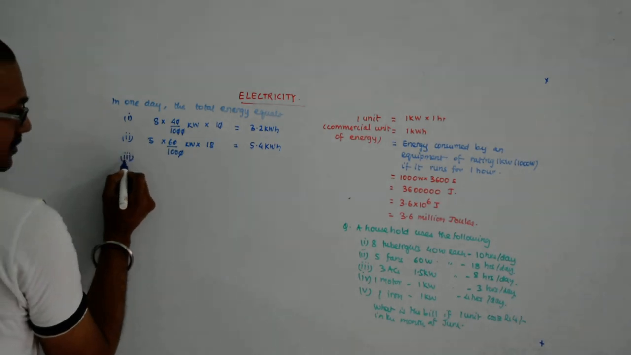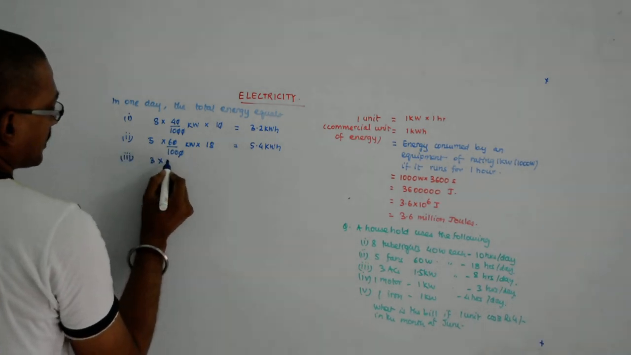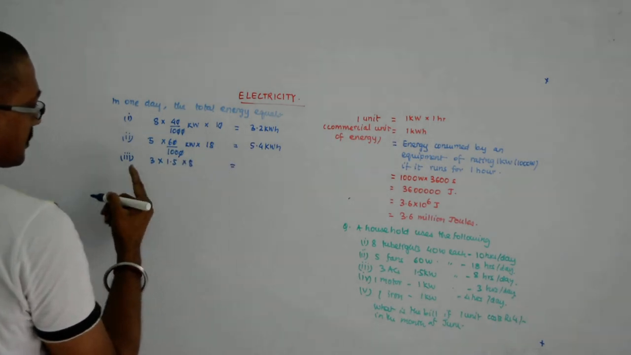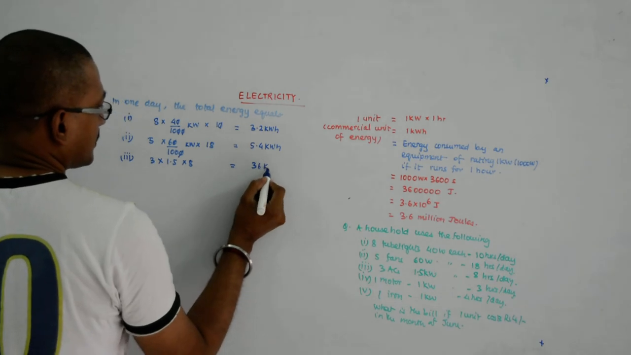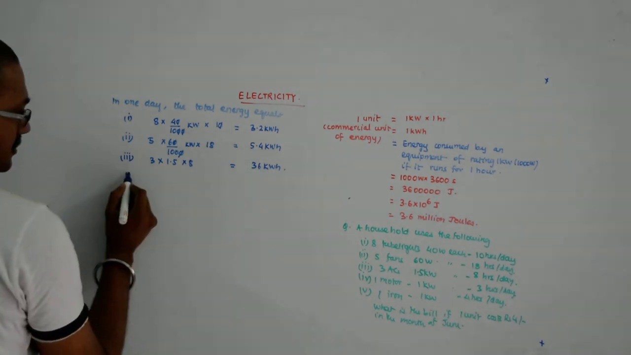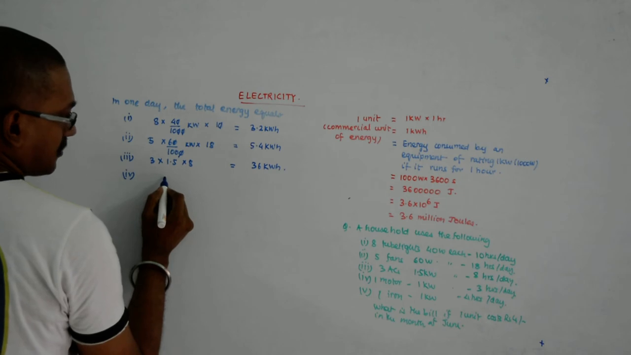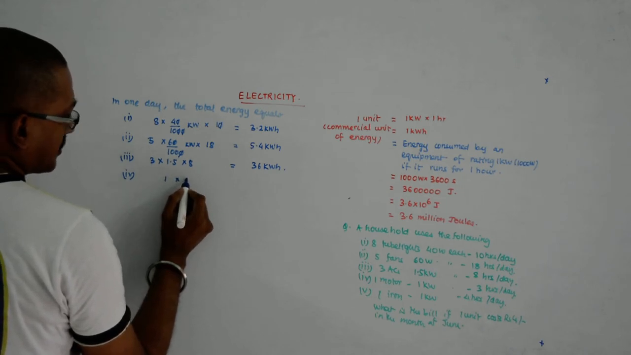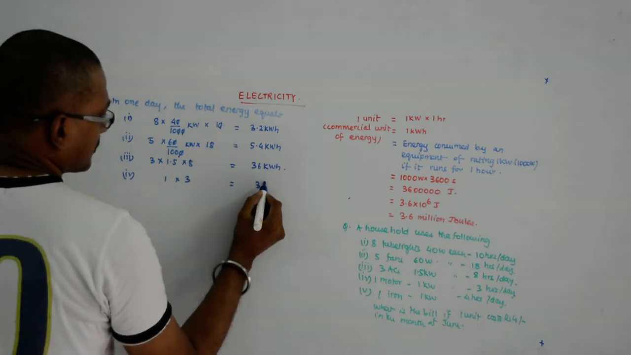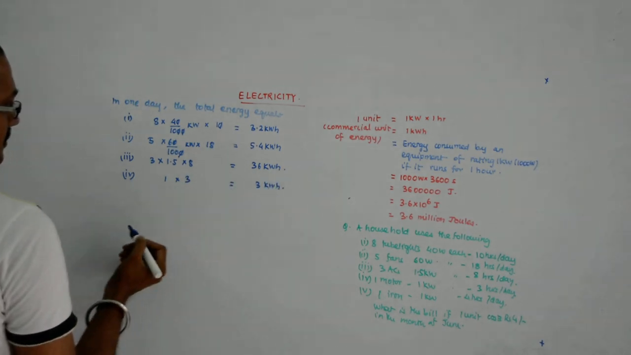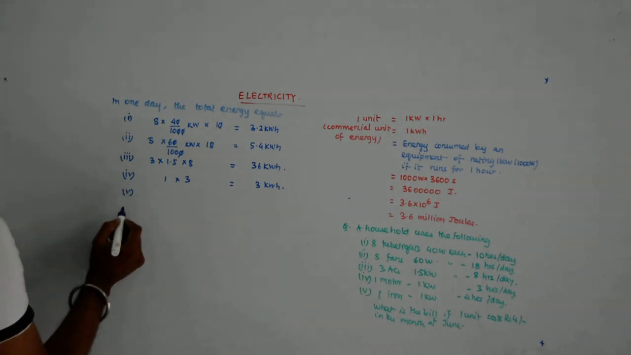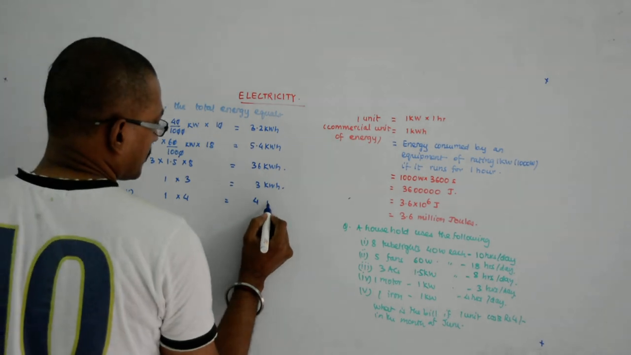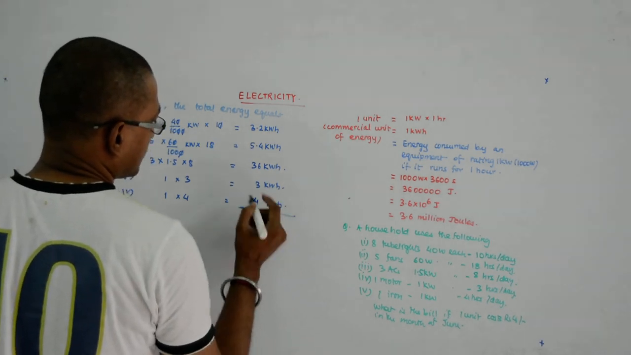Third, 3 ACs, 3 into 1.5 into 8, so it is 12 into 3, 36 kilowatt hour. Fourth, 1 kilowatt motor into 3 hours a day, that is 3 kilowatt hours. Fifth, 1 kilowatt iron, 4 hours a day, that is 4, obviously kilowatt hours.